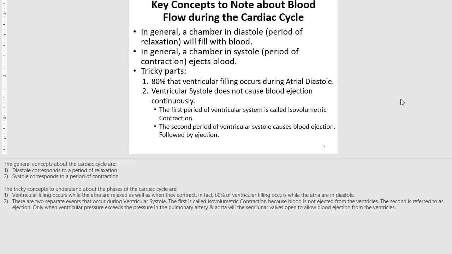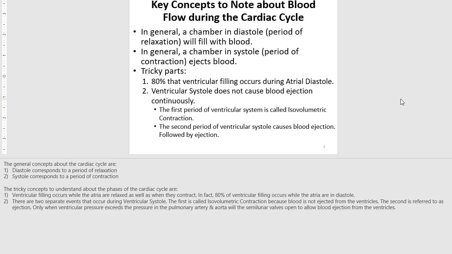The key concepts to note about blood flowing and the cardiac cycle terms is that in general, a chamber in diastole will fill with blood. It's a period of relaxation of that chamber, so it'll fill with blood. That's general. Another general concept is that a chamber in systole, since that's a period of contraction, could eject blood.